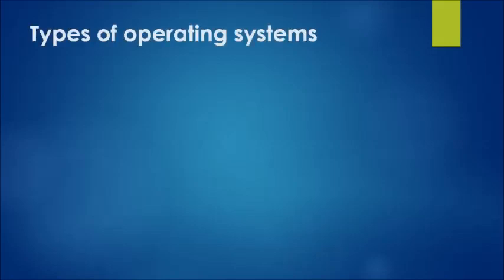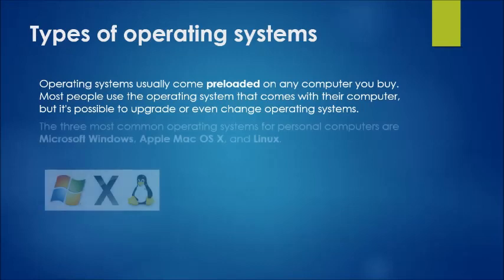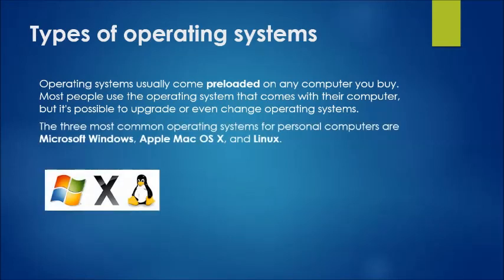An operating system usually comes preloaded on any computer you buy. Most people use the operating system that comes with their computers, but it's possible to upgrade or even change the operating system. The three most common operating systems for personal computers are Microsoft Windows, the logos of which you can see on the first image, Mac OS X, and Linux, the penguin one.